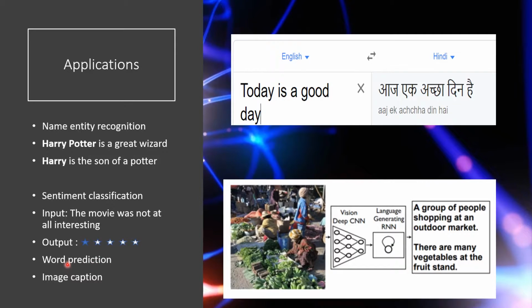Some few more examples would be word prediction. Whenever you type in the Google search engine, after typing a few words, Google automatically suggests words which you would want. That is the use case of word prediction. Another example is image caption and machine translation.